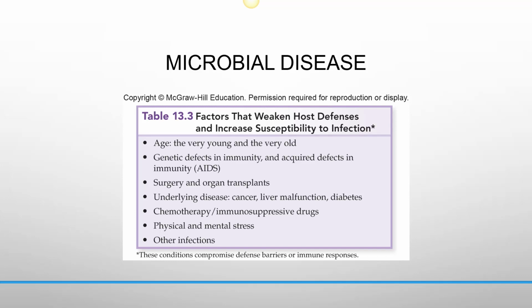Genetic defects in immunity and acquired defects in immunity, like AIDS, or DiGeorge syndrome, or SIDS. Surgery and organ transplants. Underlying disease, such as cancer, liver malfunction, diabetes. Chemotherapy and immunosuppressive drugs. Physical and mental stress, and other infections. So all of these can increase the likelihood that someone's going to develop an infection.